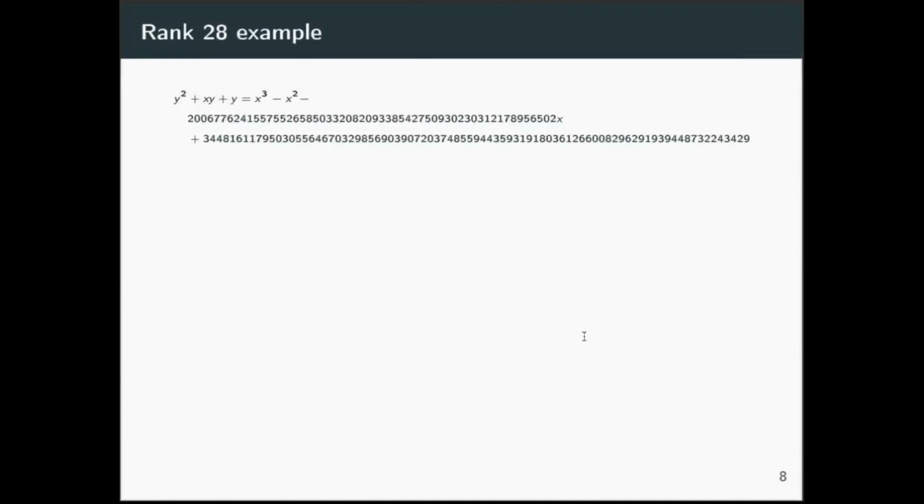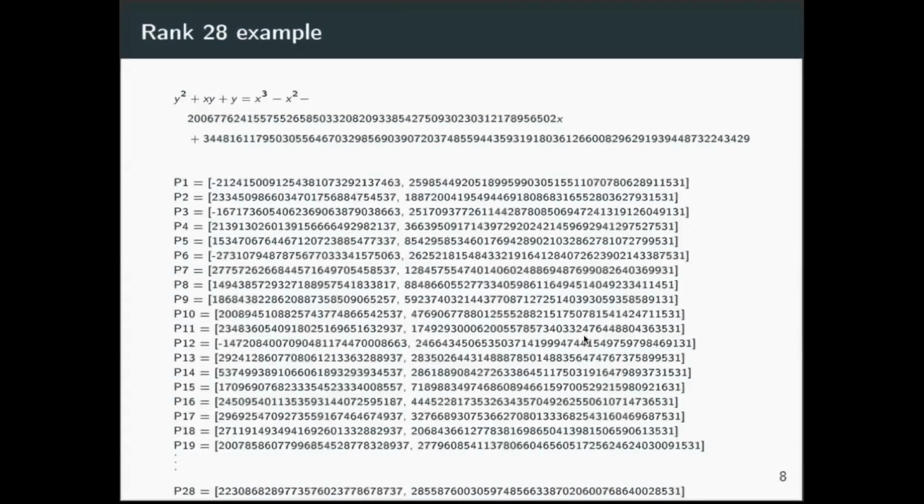Okay, so just for you to get an impression of how these curves of higher rank look, this is the record curve of rank 28. It's not hard to believe that it's a difficult problem to find such an example. And these are 28 generators.